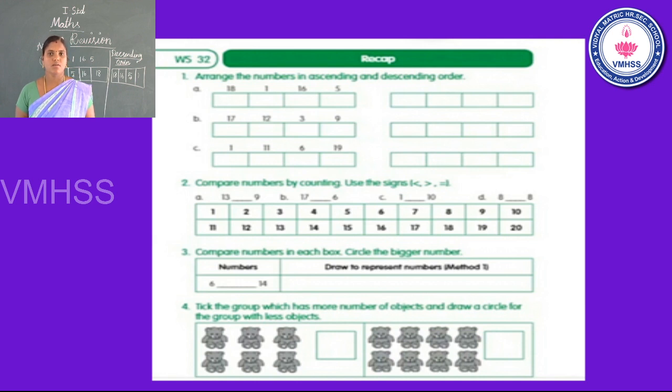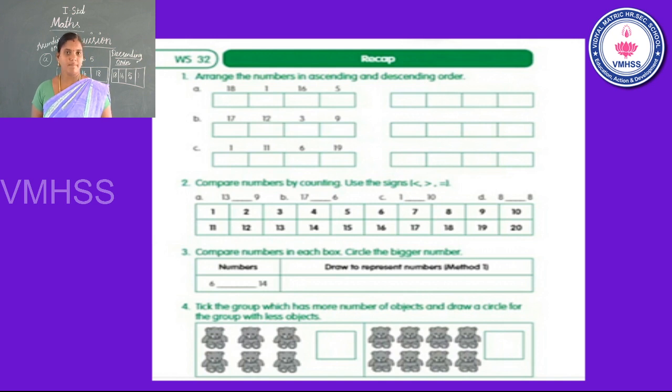Students, you tell the descending order. Yes, 17, 12, 9, last 3. Very good. So that is descending order. It's clear? Students, work out.